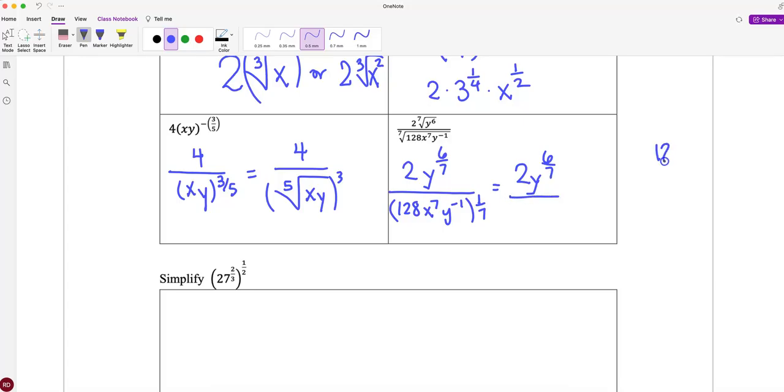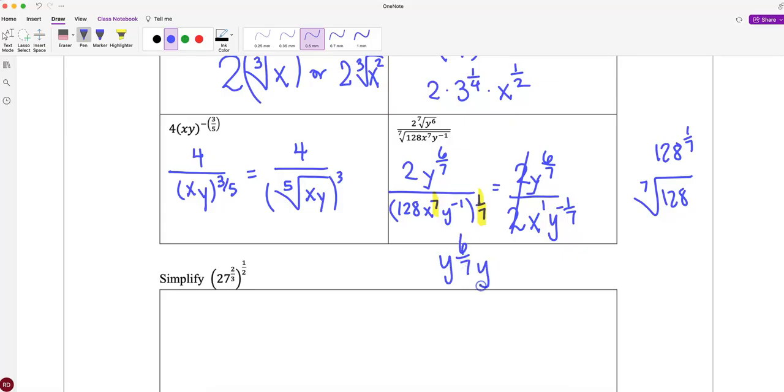128 to the 1/7. That means the 7th root of 128. What number can I multiply 7 times and get 128? That's a 2. So 2. Then I'm going to need to multiply this exponent and this exponent. So that's going to give me x to the 7 over 7 power. And then you're going to get y to the negative 1/7. So the 2's cancel. You've got y to the 6/7.